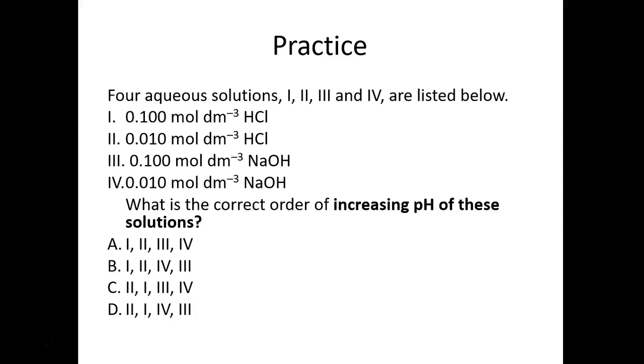So take a moment and try to work this one out. Okay, so we know that the lowest pH will be the most concentrated acid. And the species with the highest pH will be the most concentrated base. So the order should go most concentrated acid, least concentrated base, most concentrated base. So we see that choice 1 is more concentrated than choice 2. So I know it's going to start with 1 and 2.